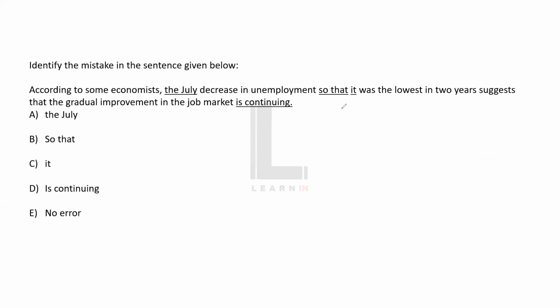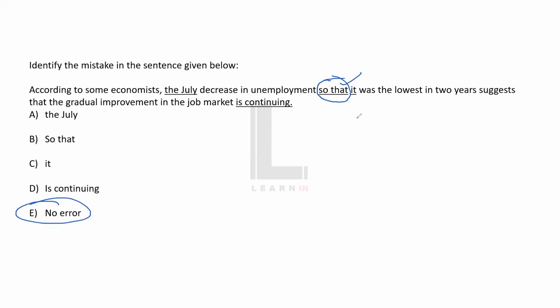Okay, so that, why is so that used? If you cannot get to the so that, let us talk about it. It was the lowest in 2 years. What was the lowest in 2 years? July's decrease in employment was the lowest in 2 years, right? This is correct. Fine. That the gradual improvement in job market is continuing. That is also correct, right? It is continuing in the present. So we have only one thing to worry about, so that or no error.